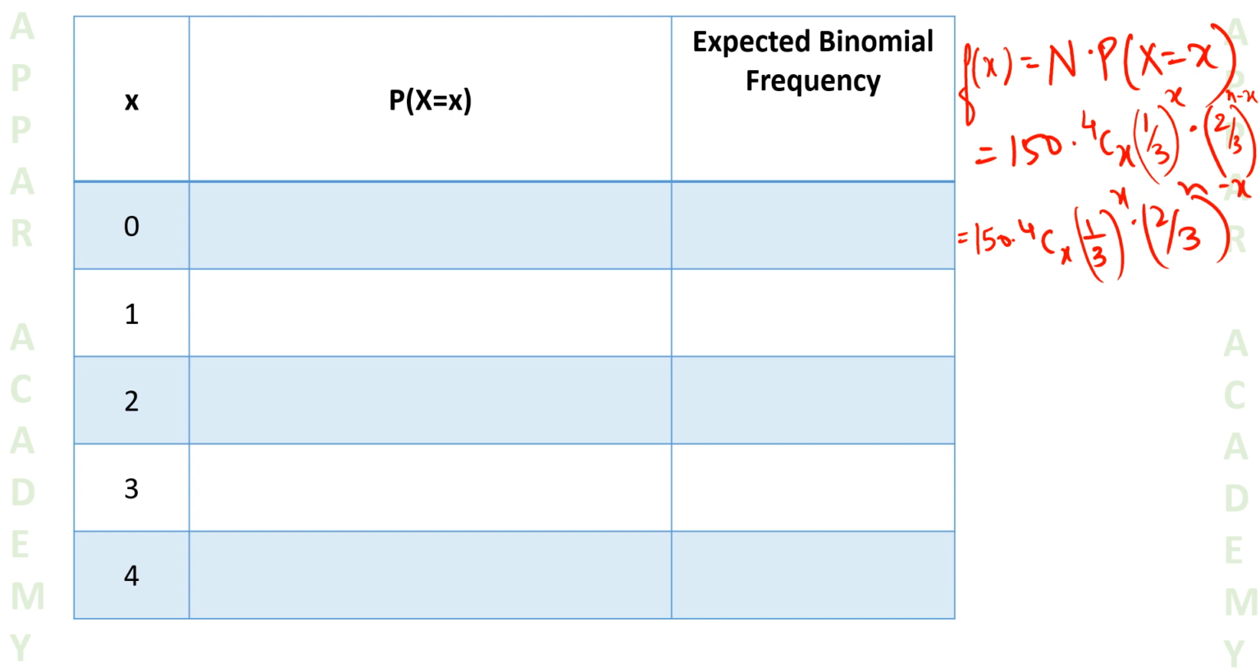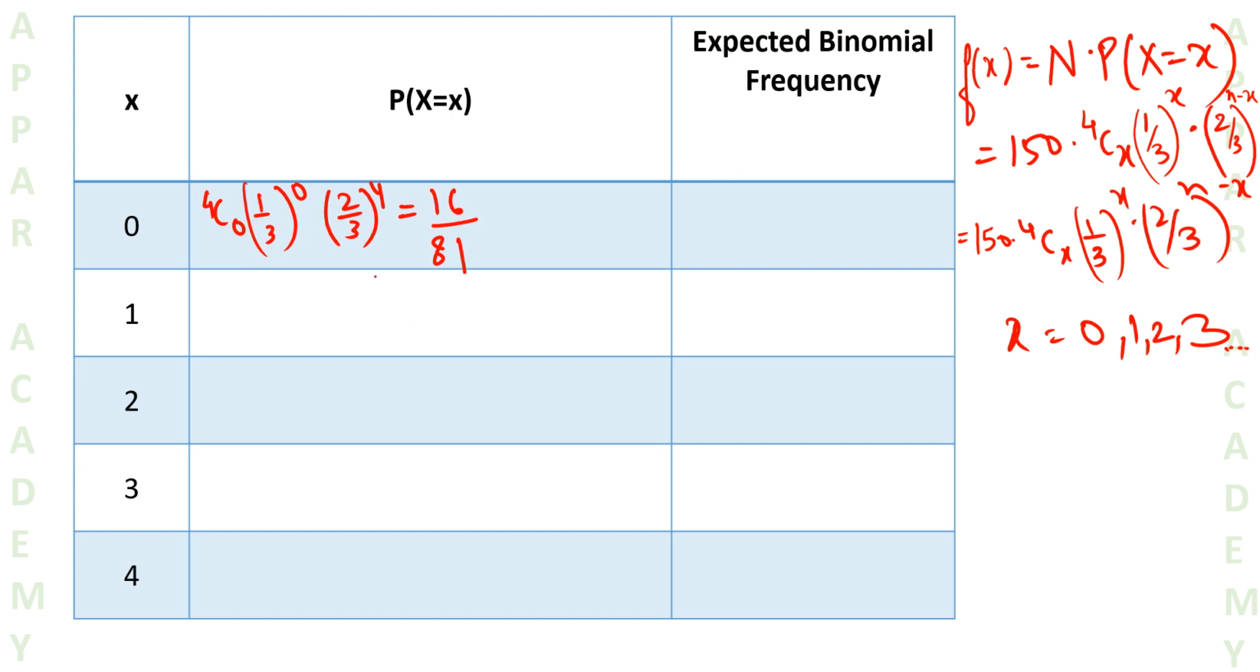So we have this. Now let's put this over where x is equal to 0, 1, 2, 3 and so on. So now let's simply put in the values. When x is equal to 0, what is probability of x is equal to 0? That is simply 4C0 into 1 by 3 to the power 0 into 2 by 3 to the power 4, right? This is simply equal to 16 by 81, and this is equal to 0.1975. So this is my probability of x is equal to x.